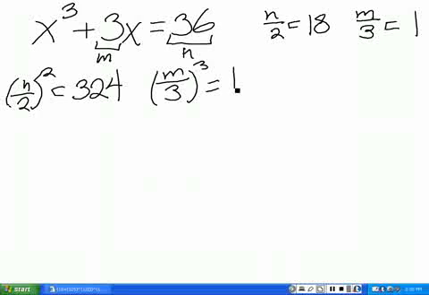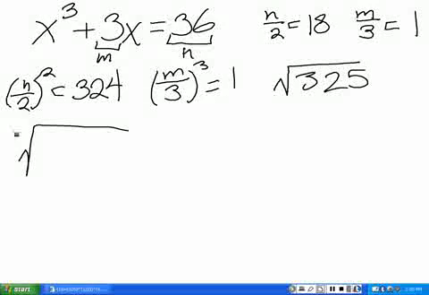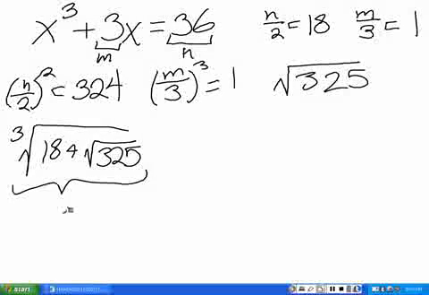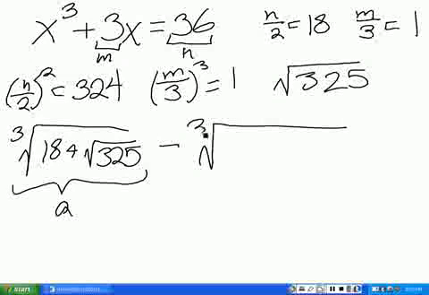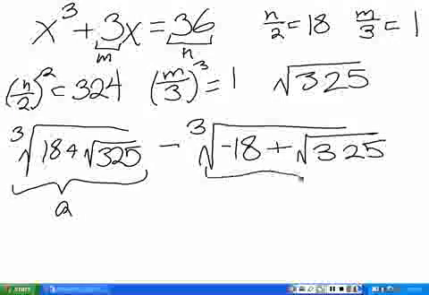If I plug that into the formula, what do I end up with? I'm going to have a square root of 325, and that's going to appear twice. Now, of course, that's not our answer. That's just going to be the square root on the inside of those formulas I have there for a and b. So I end up with the cube root of n over 2, which is 18, plus the square root of 325. That's our a. And then a minus 18 plus the square root of 325.